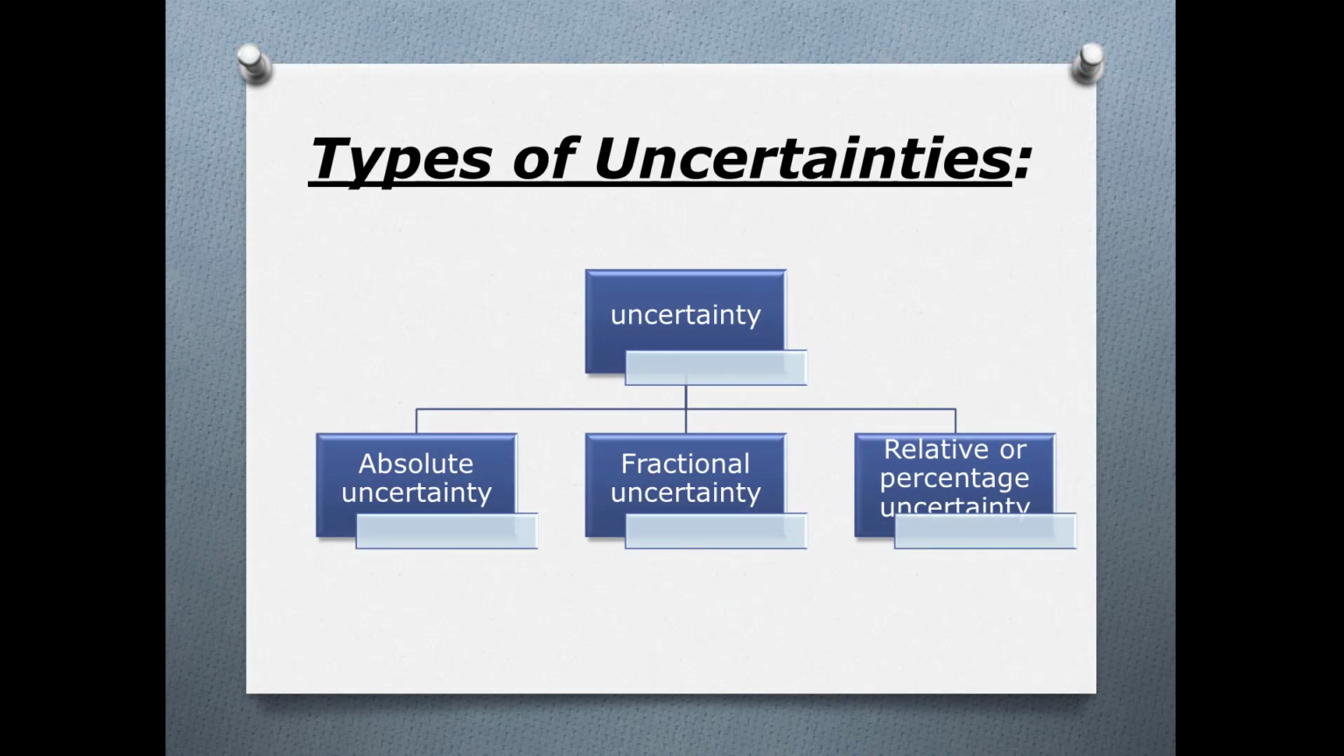Okay, so we are having three types of uncertainties: absolute uncertainty, fractional uncertainty, and relative or percentage uncertainty. Absolute uncertainty can also be said as precision or least count. Fractional uncertainty is absolute uncertainty divided by actual value, and percentage uncertainty is simply fractional uncertainty multiplied by 100. We will discuss that in detail.